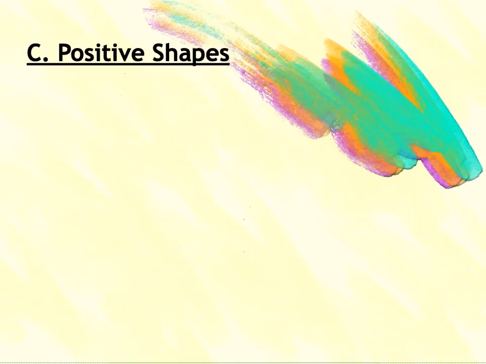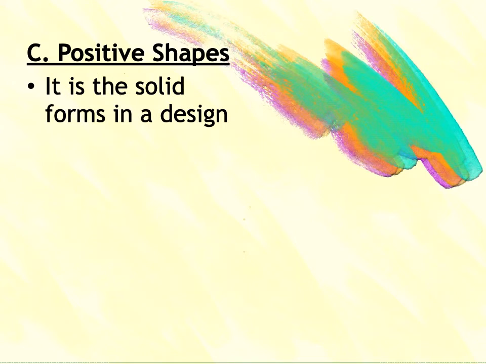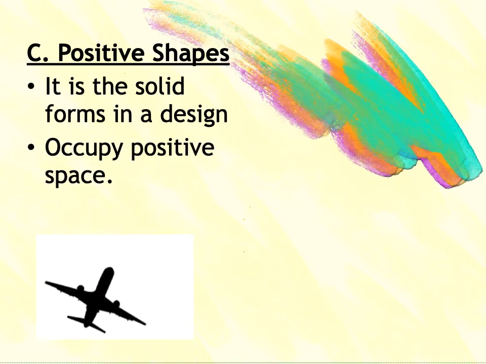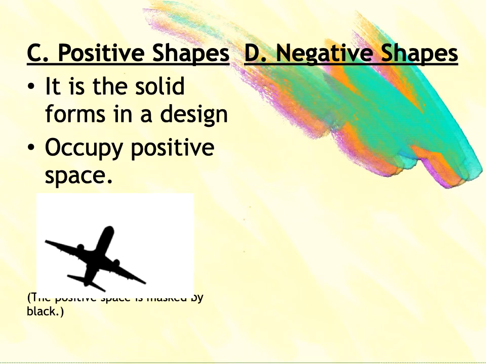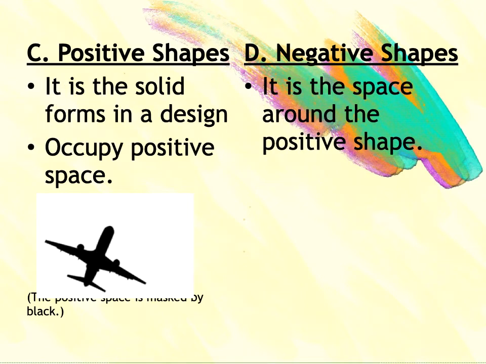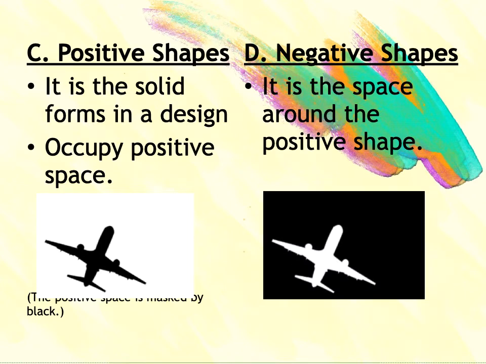All right, then we have positive shapes. This is the solid form of a design. It occupies the positive space. So in this picture, the positive space is the airplane. Then we have negative space, or shapes, excuse me. It is the space around the positive shape. So in this picture, the negative shape is the black area around the airplane.